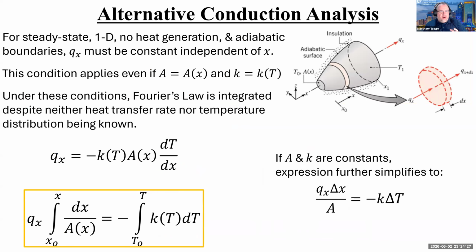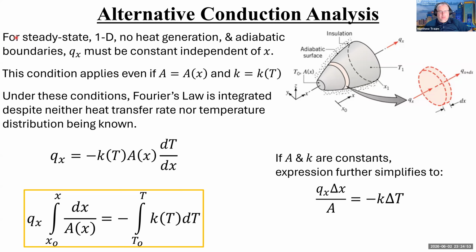That's it for the resistance analogy, at least for plane walls. We'll get back to it when we talk about cylindrical polar coordinates. But there is a little section in the book called alternative conduction analysis, which I just want to mention in one slide, because there is a problem in the homework that requires this method.